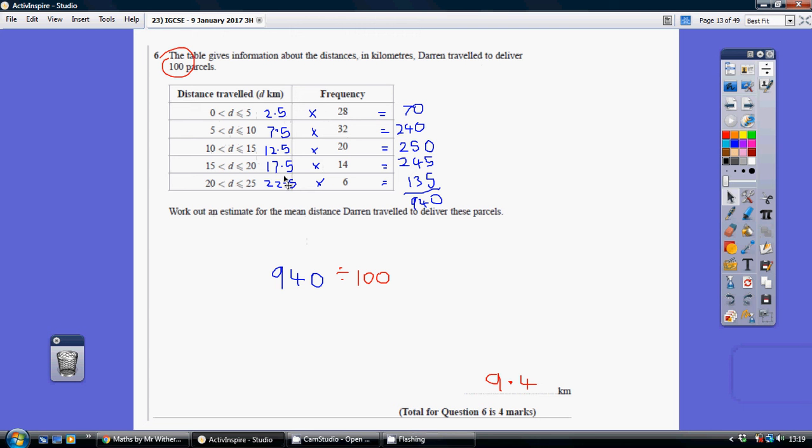So how much distance are travelled in total? Well, 28 lots of 2.5, 32 lots of 7.5, and so on. So we cross multiply, giving us these numbers. So the overall distance travelled, we then go and add up all of these numbers here, giving us 940. So that's how far Darren had to travel to deliver the whole 100 parcels. So 940 divided by 100 is 9.4.